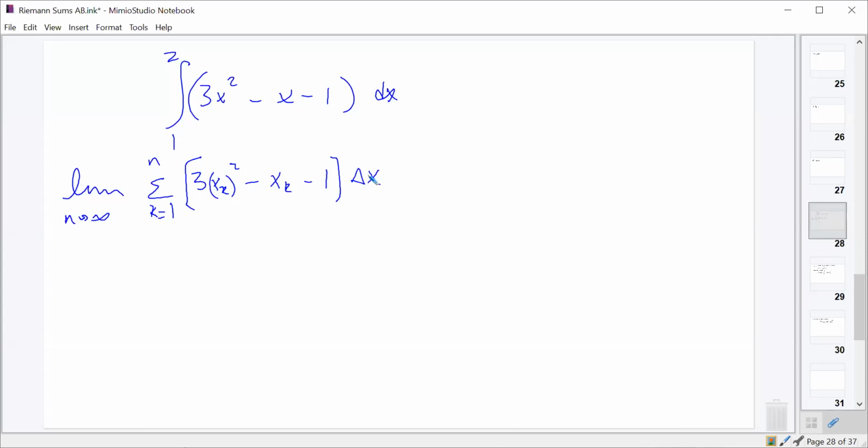And then we have to figure out what delta x is, and we have to figure out what x sub k is. And delta x, as we talked about the other day, is always b minus a over n. So that's 2 minus 1 over n, or 1 over n. And x sub k is always a plus k delta x, or in this case, 1 plus k over n. Everybody good with that so far?